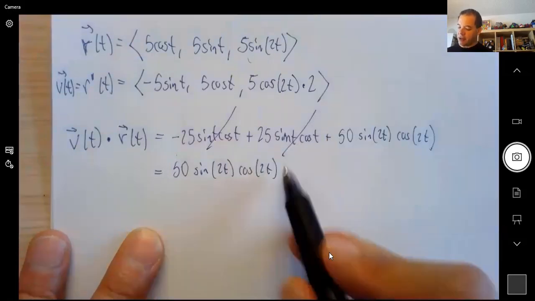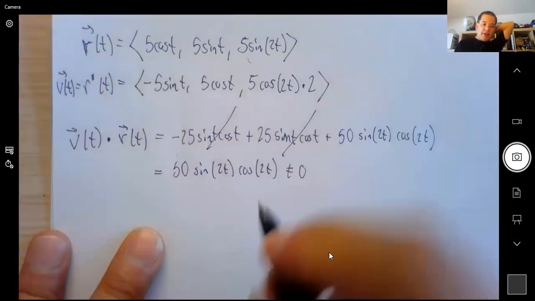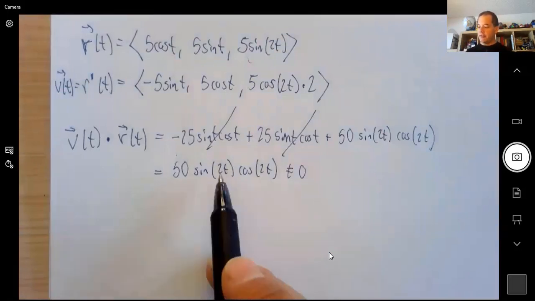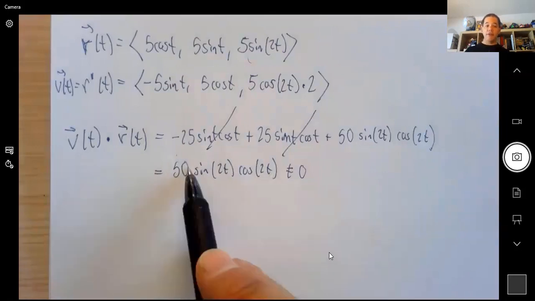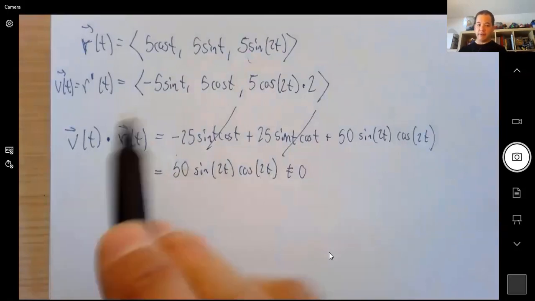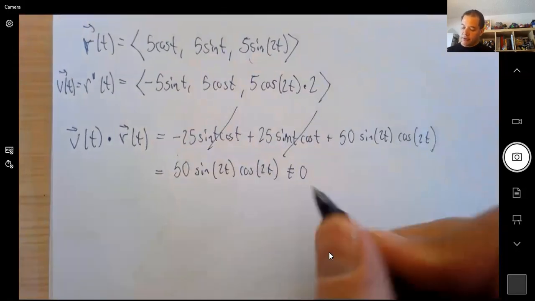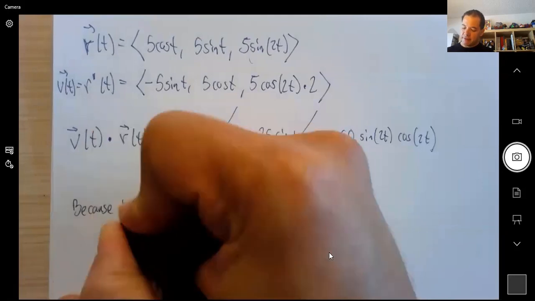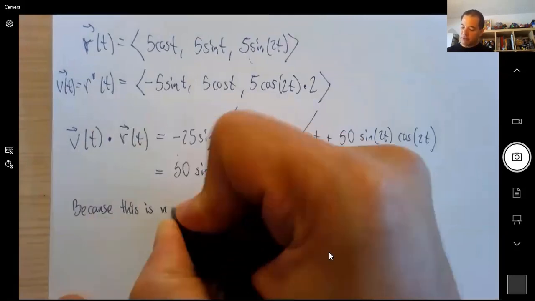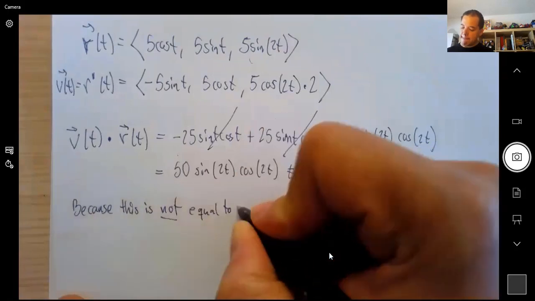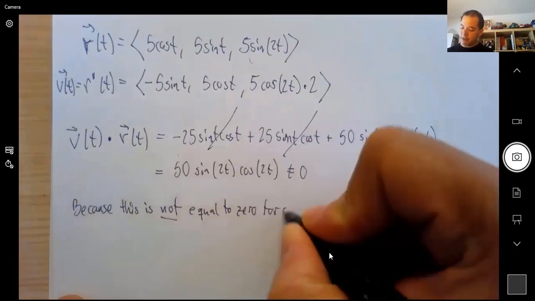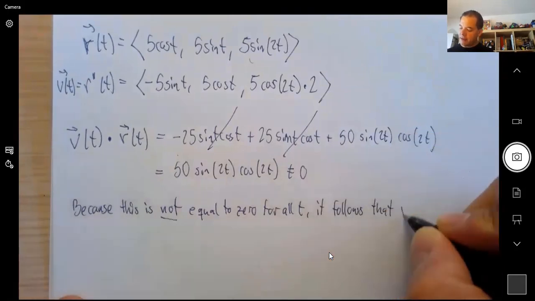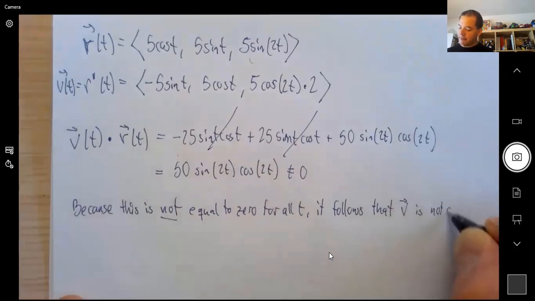So this is definitely not 0, right? If you pick values where sine and cosine are not 0, which most of them are not, then this number will be not 0. And if it's not 0, that means this is not on a sphere, right? So because this is not equal to 0 for all t, it follows that R is not on a sphere.